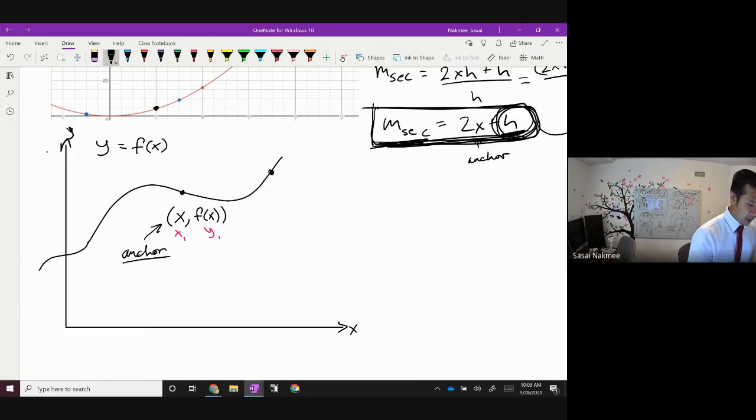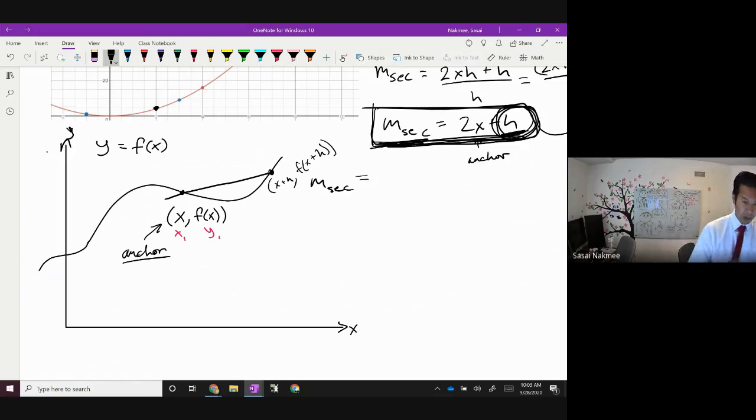Now, let's say I wanted to calculate the slope of the secant line to some generic point. Let's call this generic point x plus h. I've moved a generic distance h away from x, and I'm going to calculate the slope of that secant line, which is the secant line right here. So if this is x plus h, then this is going to be f of x plus h.